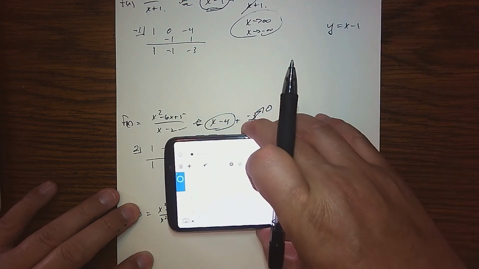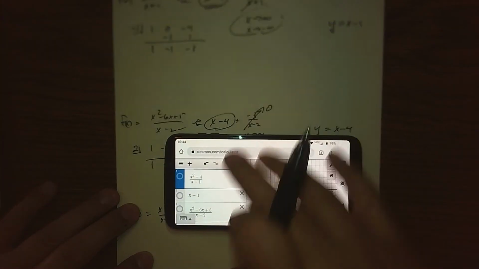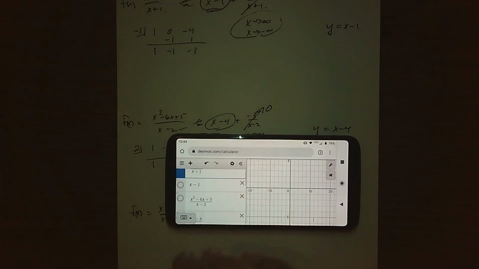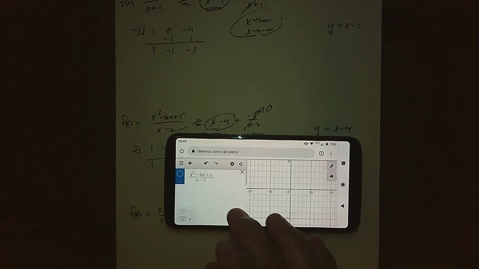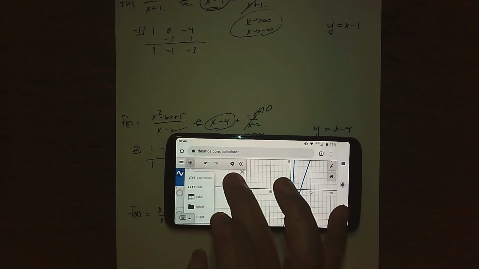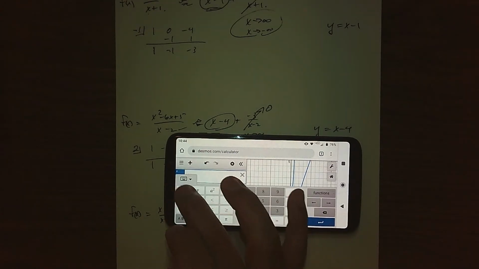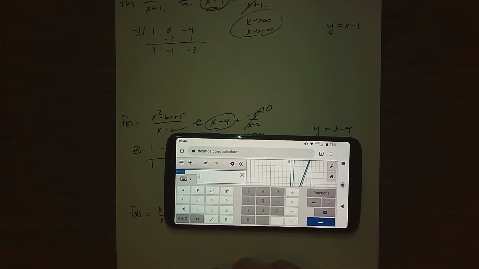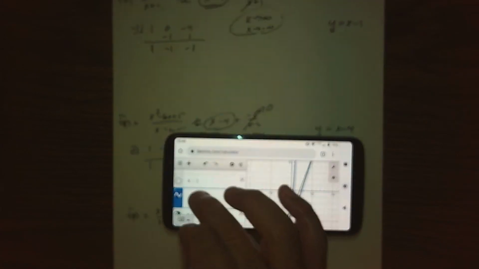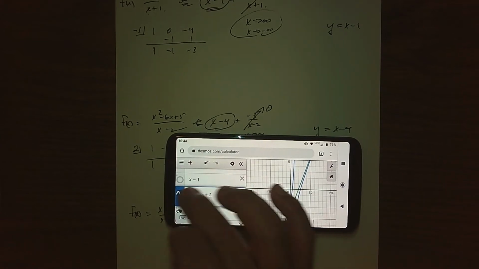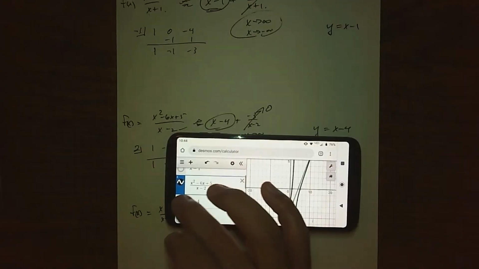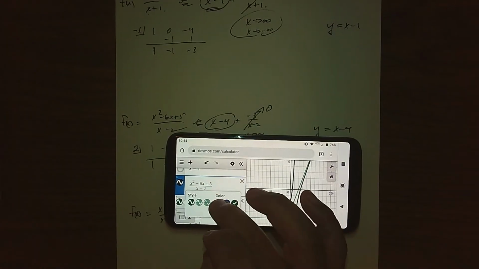So again, let's go ahead and use technology to verify what our algebra is telling us. So here's the function. Turn on. So there's the function. And what I'm going to do is add in what we claim to be the slant asymptote, x minus 4. And let me go ahead and also make sure these are in different colors. So let me put that in black. How about I put that in red?